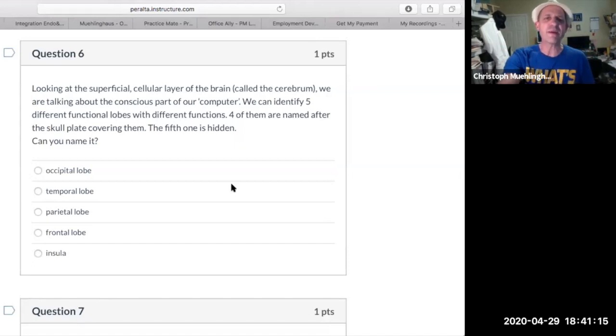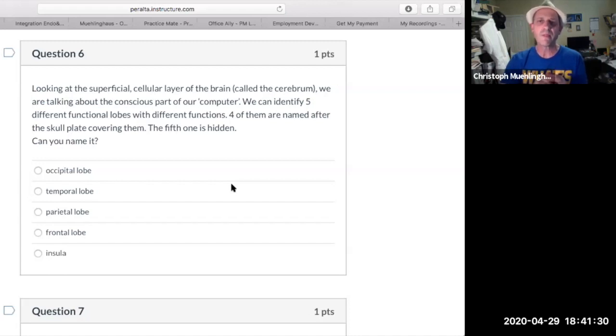But anyway, never mind. Number 6, looking at the superficial cellular layer of the brain called the cerebrum, we are talking about the conscious part of our computer. We can identify 5 different functional lobes, with different functions.